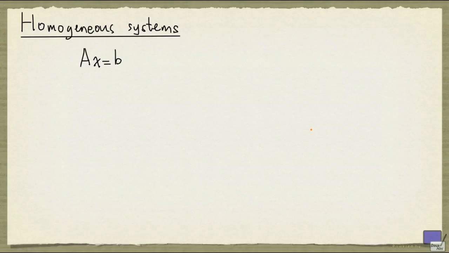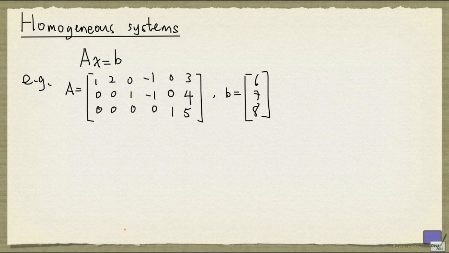There's one type of system of linear equations that turns out to be quite important. It's the case when B is a tuple of all zeros. Such a system is called a homogeneous system. To see why this kind of system is important, let's look at an example.